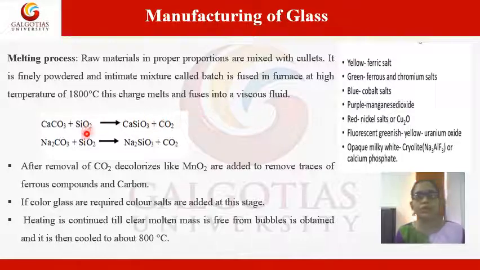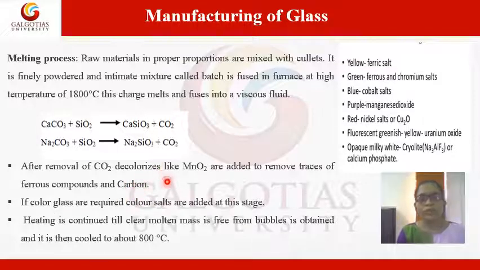Then this charge melts and fuses into a viscous liquid. What is the reaction going on during the melting process? You see here the silicon oxide we are taking as a former. Calcium carbonate and silicon oxide will react and convert into calcium silicate and carbon dioxide, and sodium carbonate plus silica will convert into sodium silicate and carbon dioxide. So carbon dioxide will be removed during the process. After removal of the carbon dioxide, the product is decolorized, for example manganese oxide is added to remove the traces of ferrous compound and carbon present in the mixture.